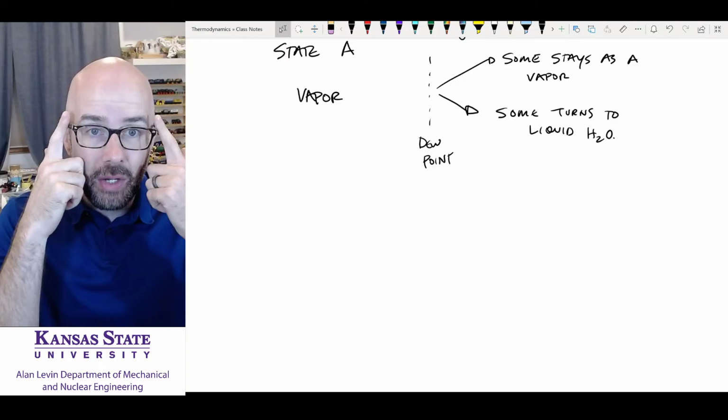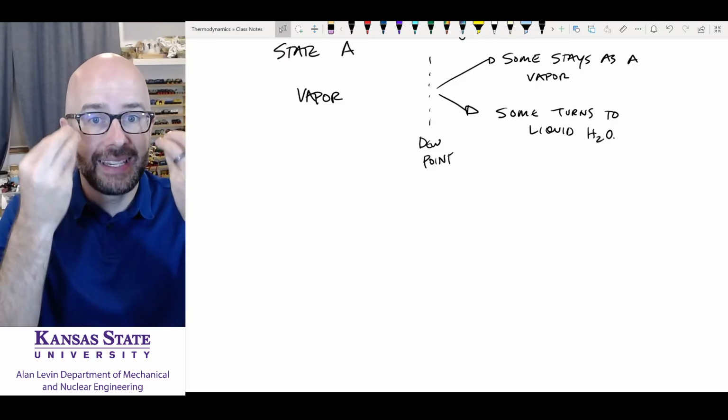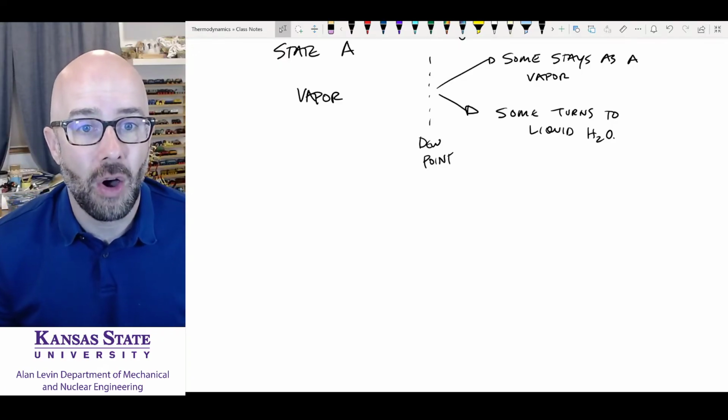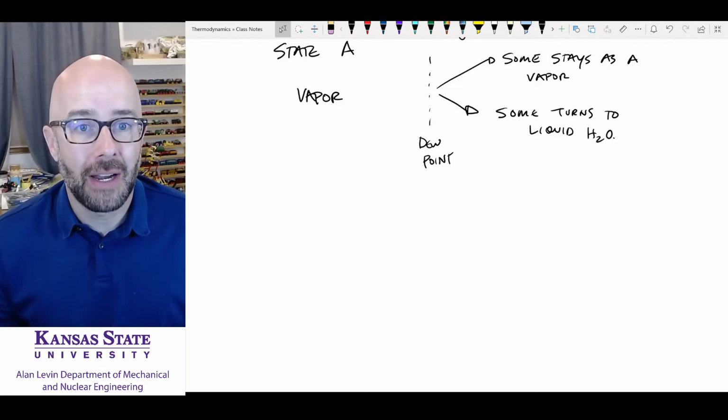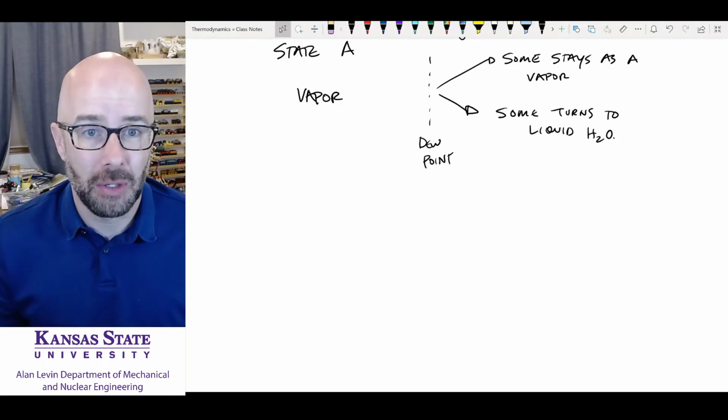The air is going to say, oh, the glasses are below the dew point. I'm going to start condensing on them, and then I'm going to have things fog up. So that dew point is very important. It's also important in industrial processes.